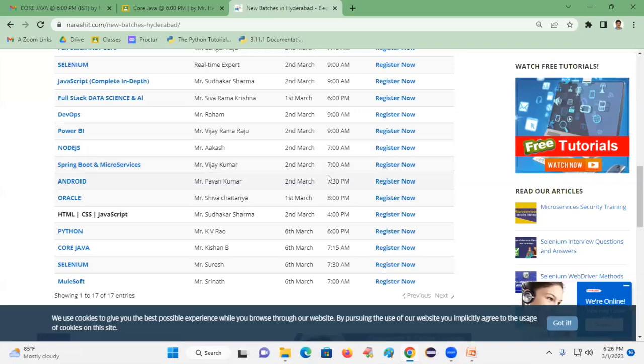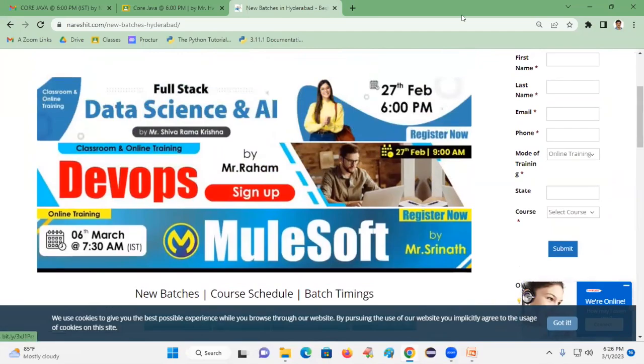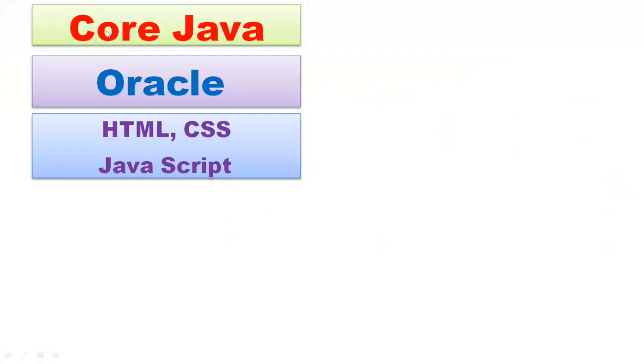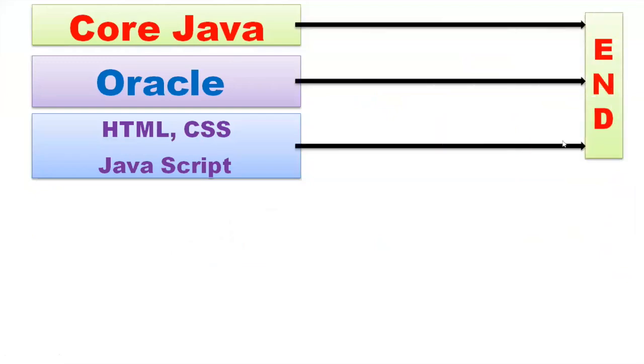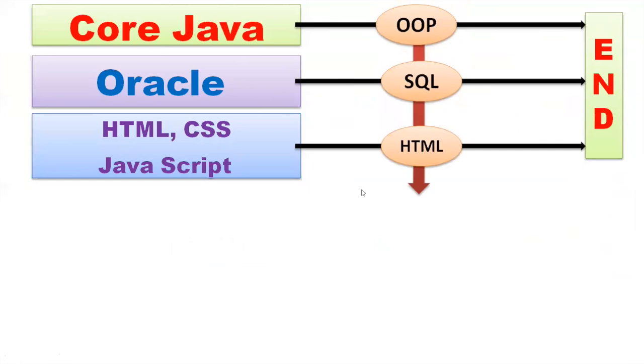Okay, and then wait for 1 more week, maybe next week. Oracle batch will start. That time you can join. I'll let you know that batch. Clear? Right. So now let me come back. Then tell me, you are joining core Java, Oracle and HTML, going all 3 batches at a time. Now, once core Java object-oriented programming is completed, Oracle SQL completed, HTML, CSS, JavaScript completed, that means 50% of the course completed.